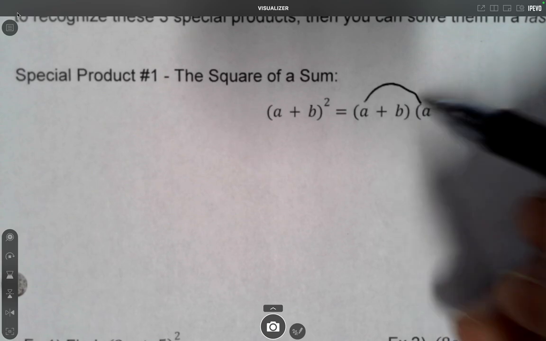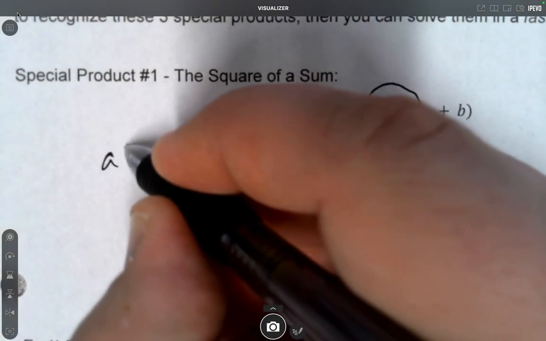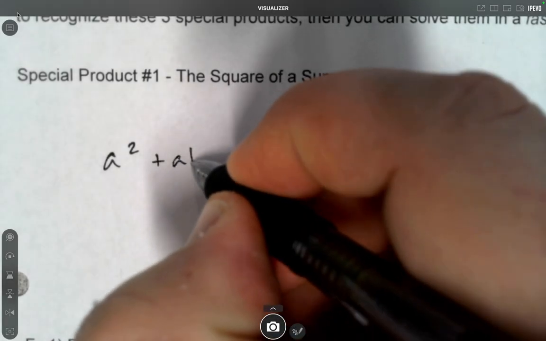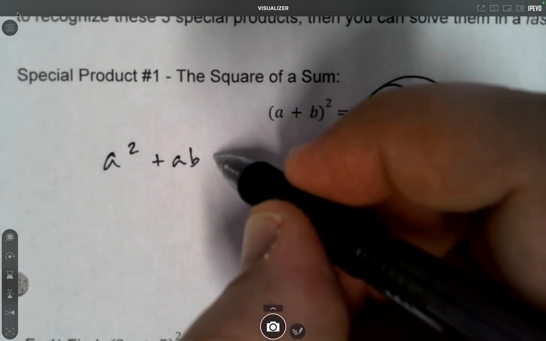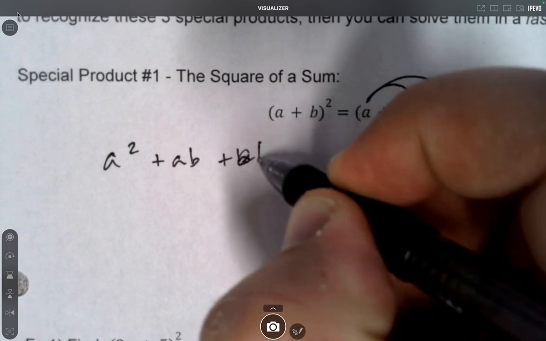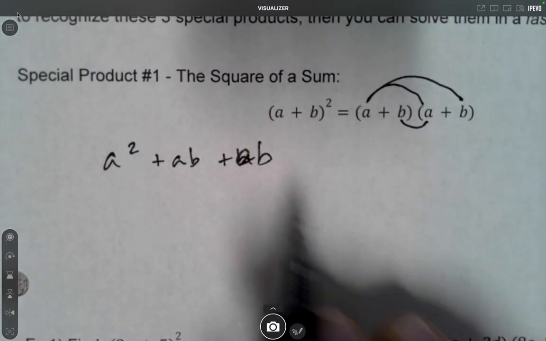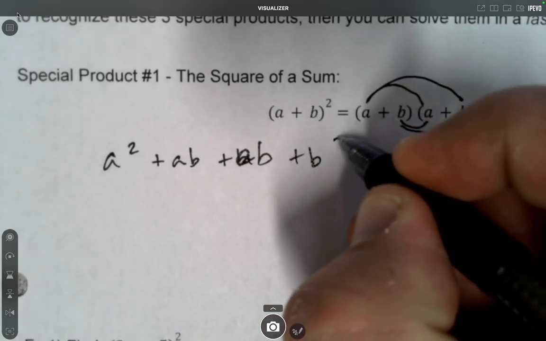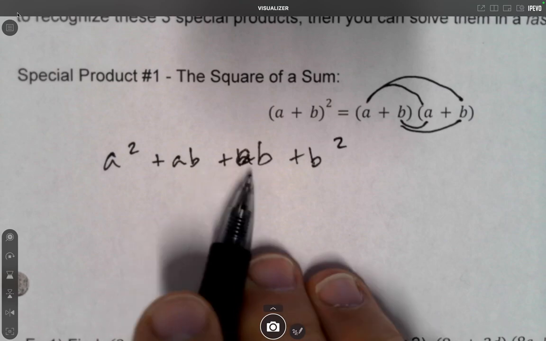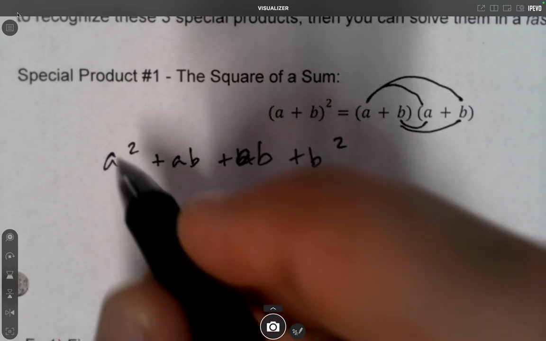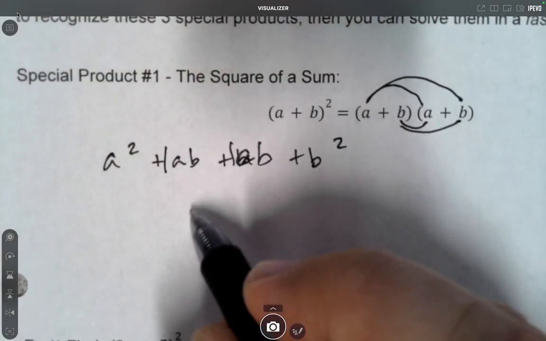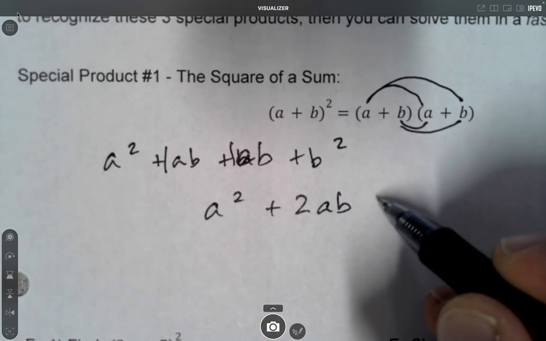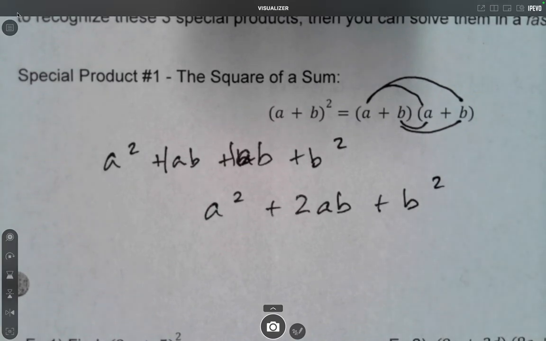So first, we get a squared, outer, a times b, inner, b times a. You can write BA, but I'm going to keep it in the same order so that it's clear those are the same. And then last, b times b is b squared. So we do have two like terms right here, ab plus ab, or if you want to think about it, 1ab plus 1ab. So it's a squared plus 2ab plus b squared.